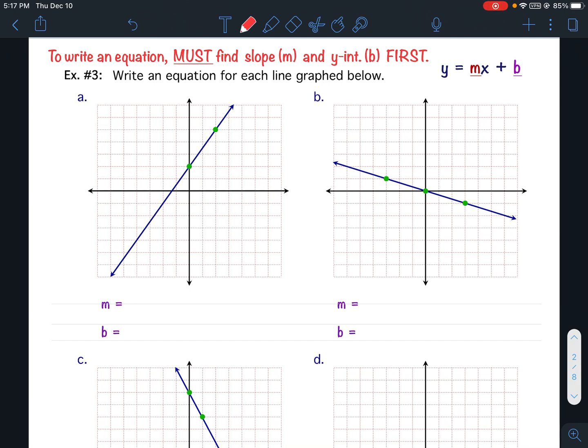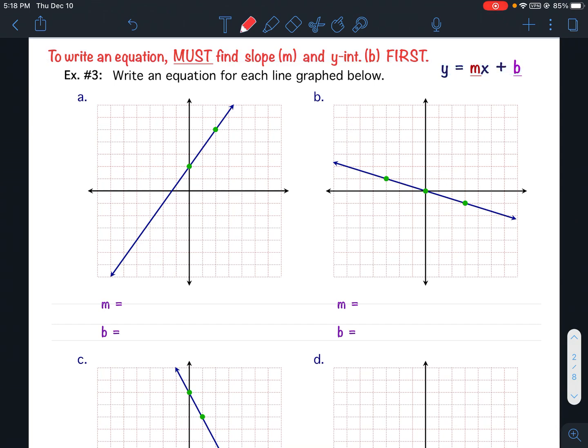We're going to write them in slope-intercept form, which is right up here at the top. So we're going to put them in y equals mx plus b form. And in order to do that, again, we must find the slope and the y-intercept first.